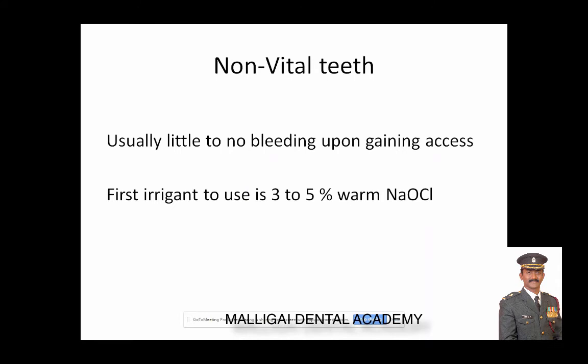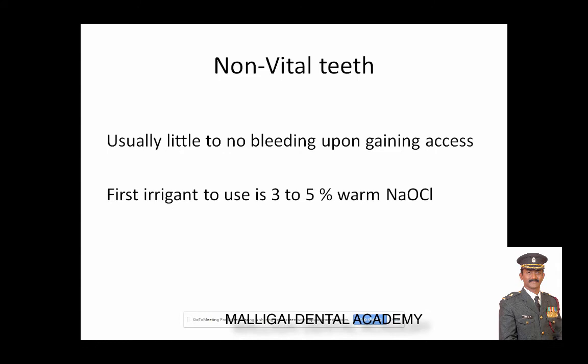Therefore, vision is very good. The first irrigant to use in such an access cavity is 3 to 5% warm NaOCl, that is sodium hypochlorite. How does this help? Hypochlorite, being a bleach and a pulp tissue solvent, not only cleanses the access cavity but also lightens the access cavity such that it starts showing us the floor anatomy very clearly.